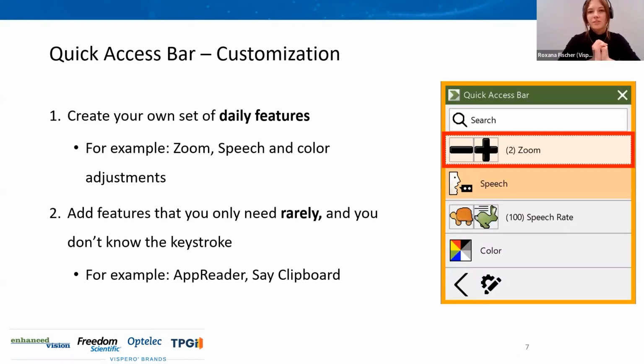So what is the quick access bar? If you start a new ZoomText version the first time, it will come on the right side. In the quick access bar, you can define your own set of features and make them easy to use. For example, on the right side, there's a picture of a quick access bar where there are buttons for zoom, for speech, speech rate, and color.